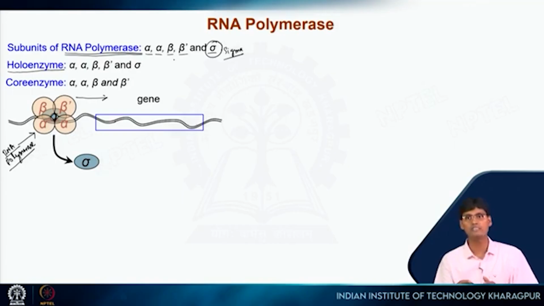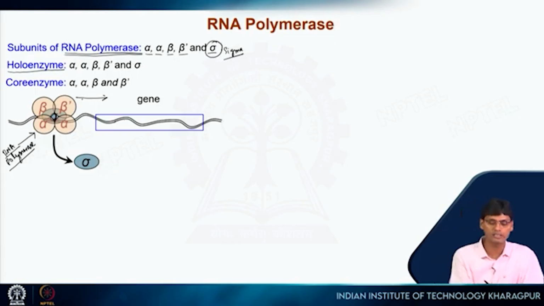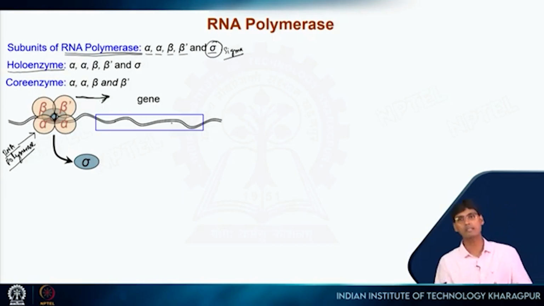Because of the high affinity between the sigma factor and the promoter sequence, it would be difficult to move this RNA polymerase in this direction. So whenever sigma is released, RNA polymerase can efficiently move downstream of this gene and make the RNA out of it.